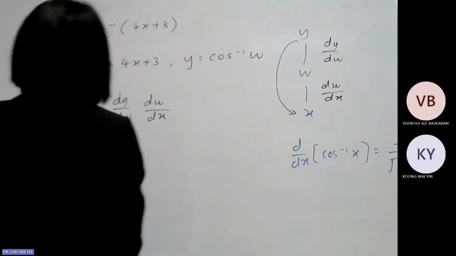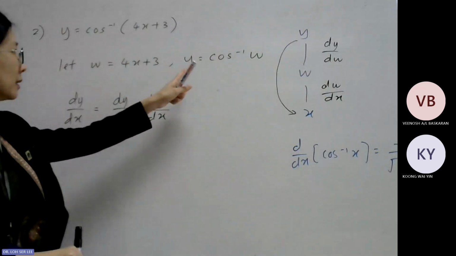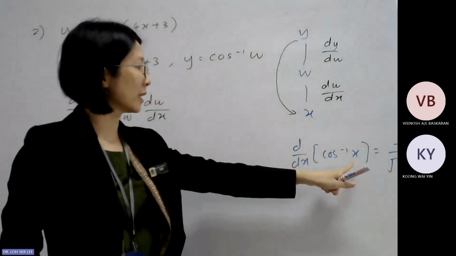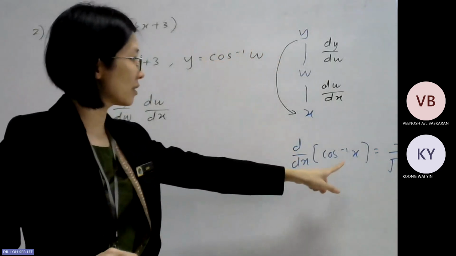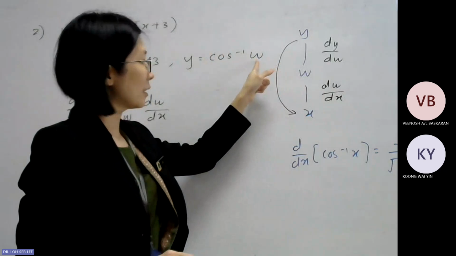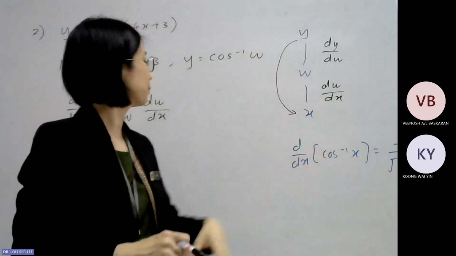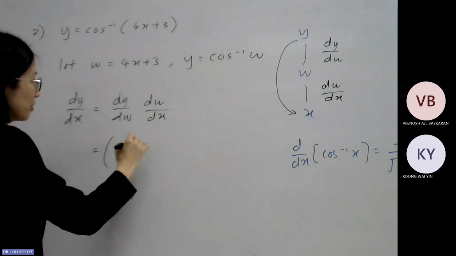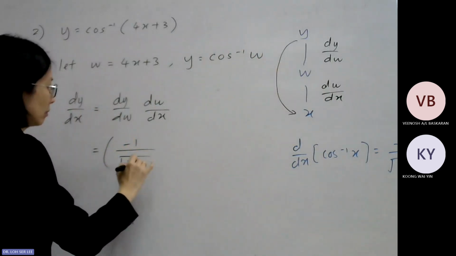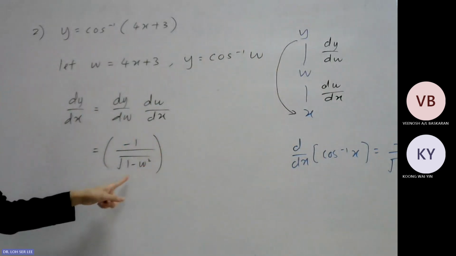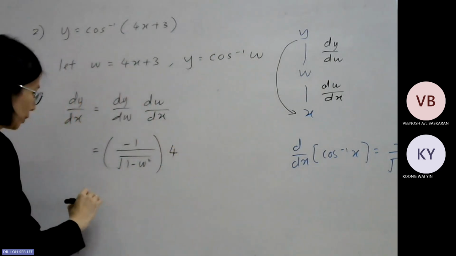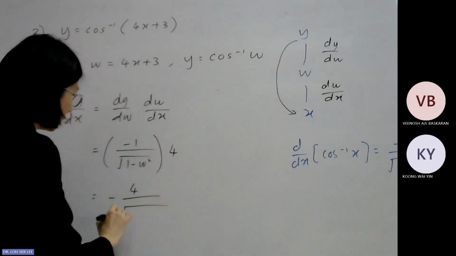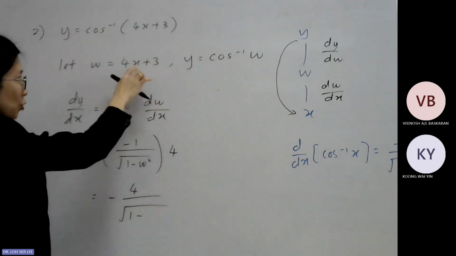Okay, dy dw, that means we are using this formula. We want to differentiate this one, that means we are using this formula. It's just that we don't use x, we use w. So when we change x into w, this is what we get, dy dw. And then dw dx is 4. So you get negative 4 over the square root of 1 minus w squared.